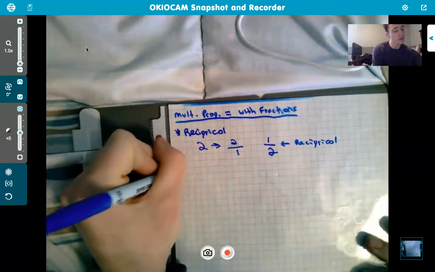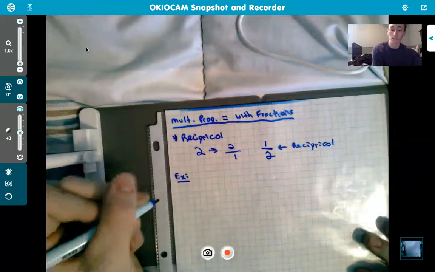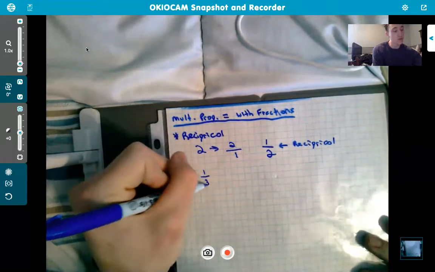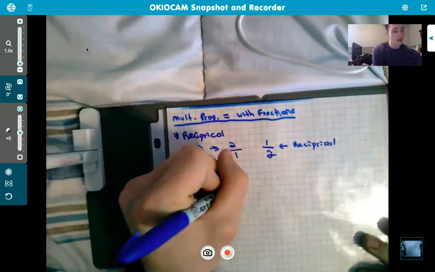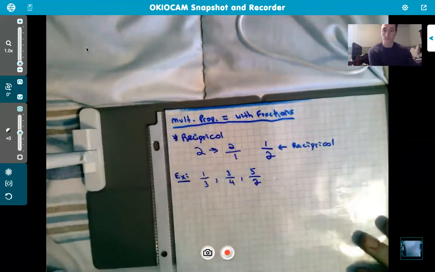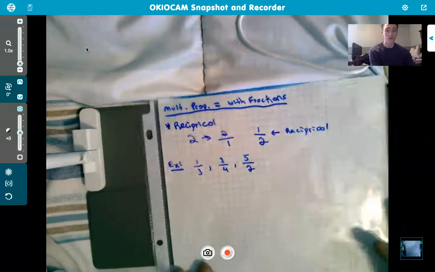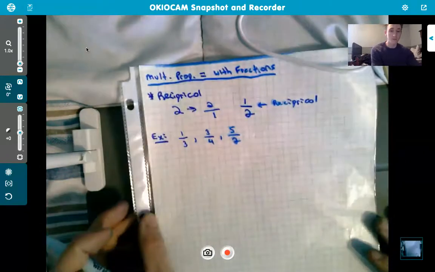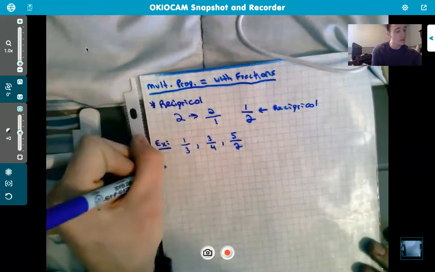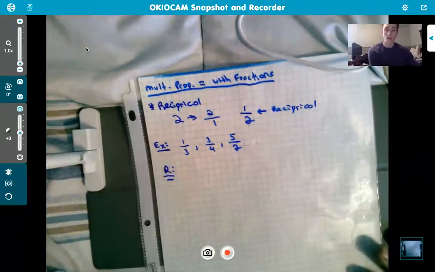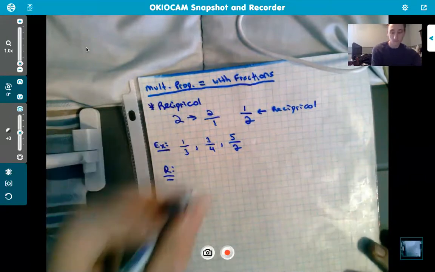So as an example here, if we wanted to take a look at these numbers, such as 1/3, 3/4, and let's say 5 over 2, right? These are all perfectly normal fractions, things that we might have seen before in a class. We want to write the reciprocal of each. Well, the reciprocal of each, and I'm just going to label that as R.